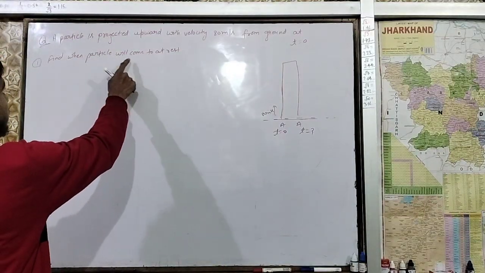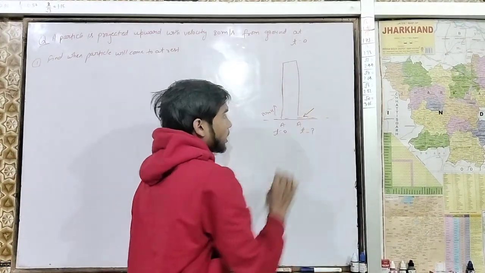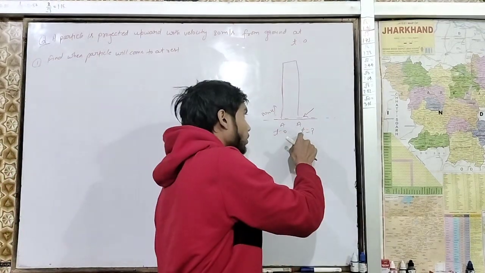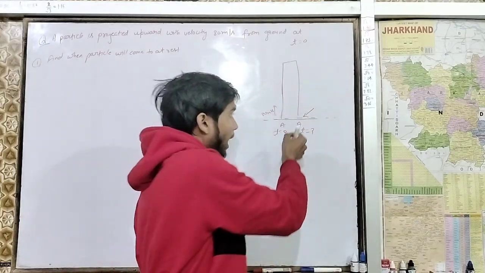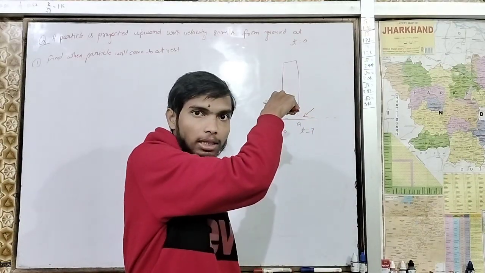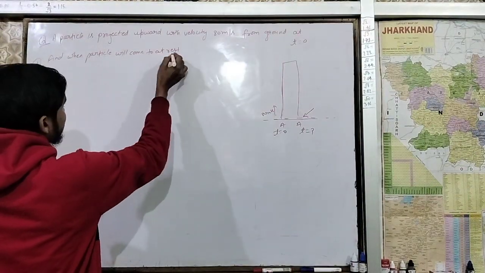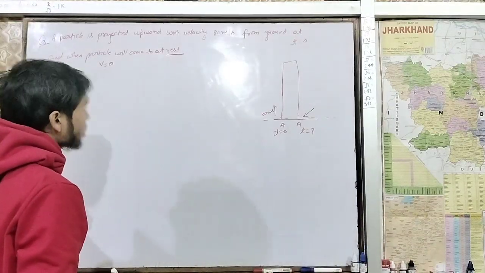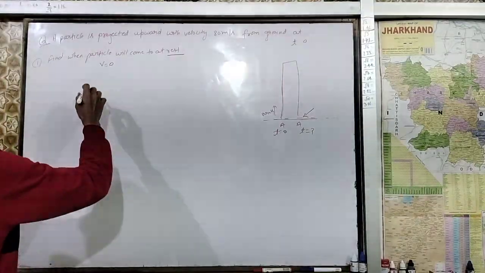So find when the particle will come to rest, meaning here. He wants to know from us when the particle is coming to the top, and at what second. For now, can we say that v is going to be 0? Yes, we can say it is going to be 0.